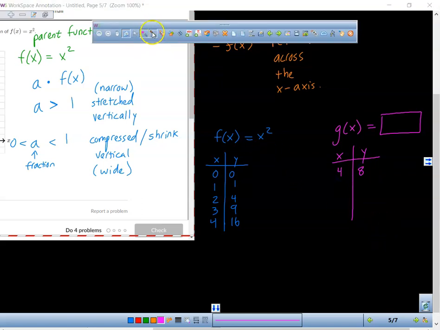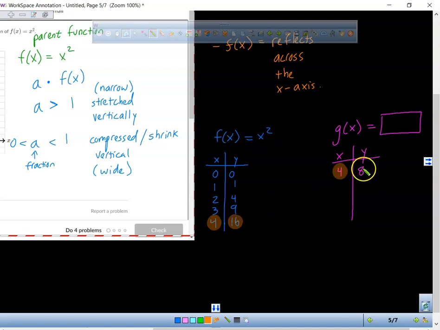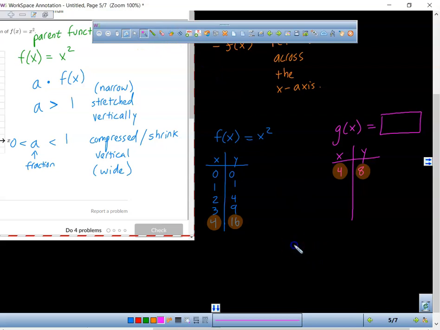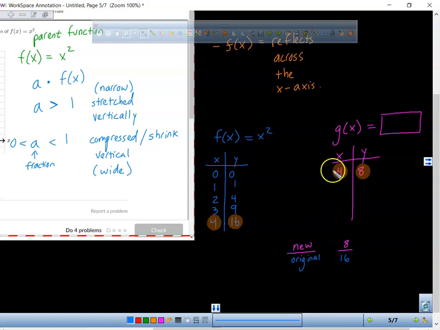Now check this out. Do you see this 4 right here and this 4 right here? They perfectly match, right? This is the old y value. This is the new y value. So what is it scaled by? What I want you to do is put the new over the original, or the old if you want to, okay? What's the new y value? 8. What was the original y value? 16. Now, remember, you have to start with the number you're comparing.